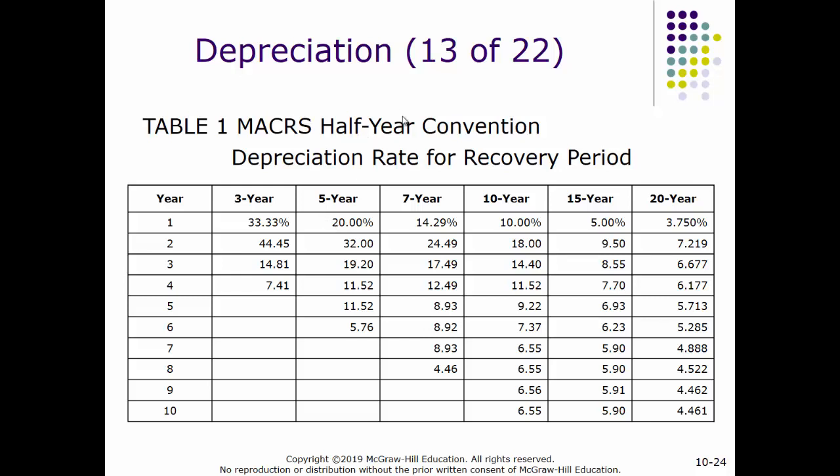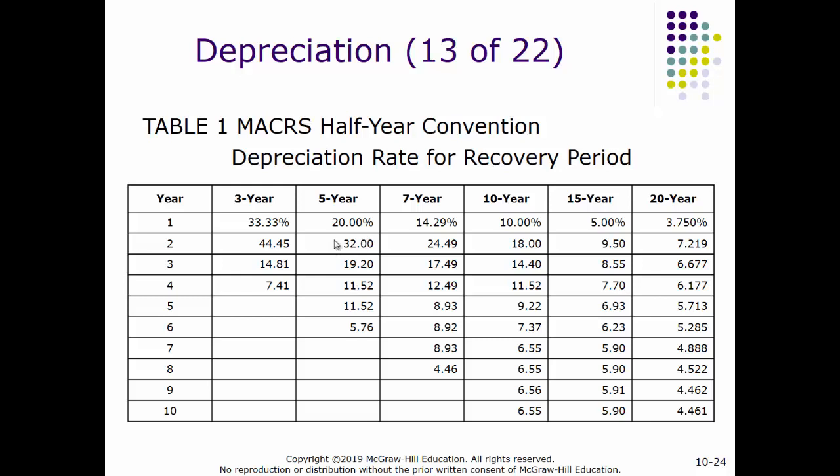A half-year convention says even though it's 40% for the first year, we're only allowing half of that full amount in the first year. So it's built into the table. The reduction by half year is built into the table for the first year. It's also built into the table for the final year. Everything else in between is the full amount.